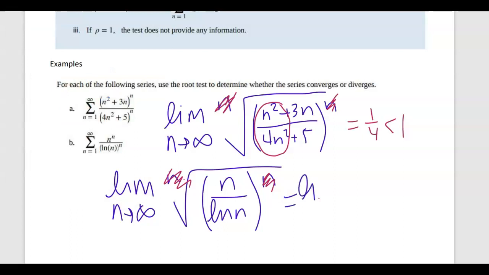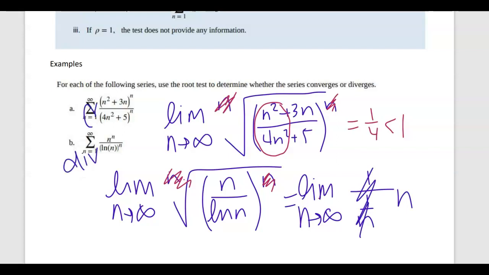So this would be equal to the limit as n goes to infinity of 1 over 1 over n, multiplying by the reciprocal. That just is n in the top. Well, that's going to go to infinity. So this is divergent, and then this one was convergent.